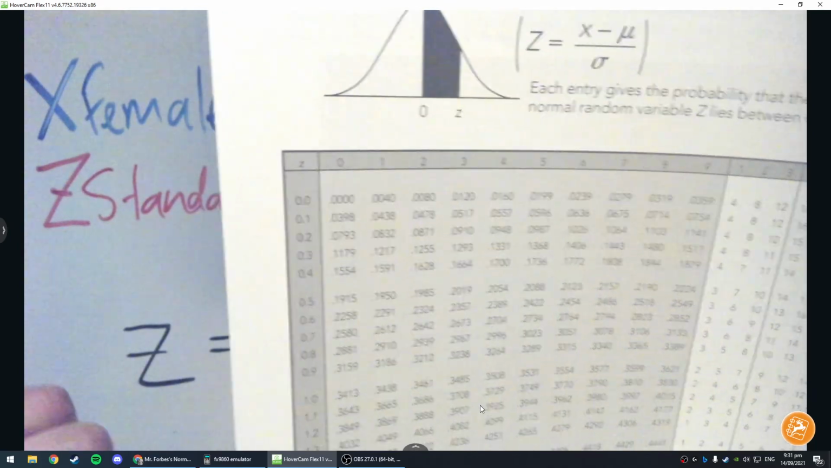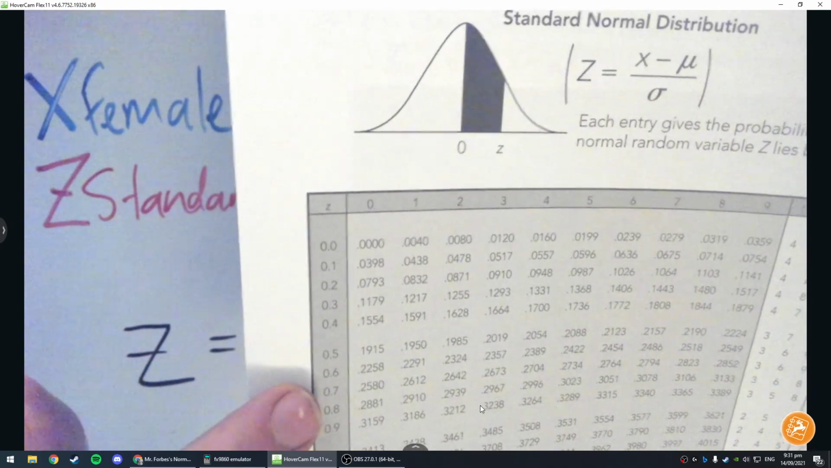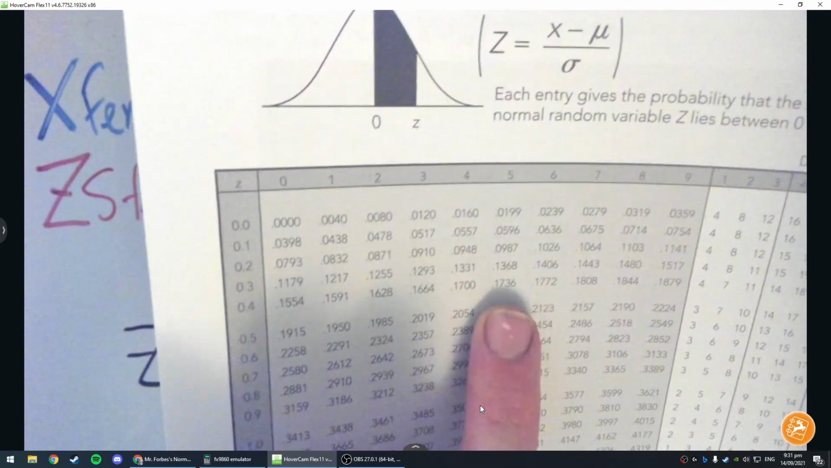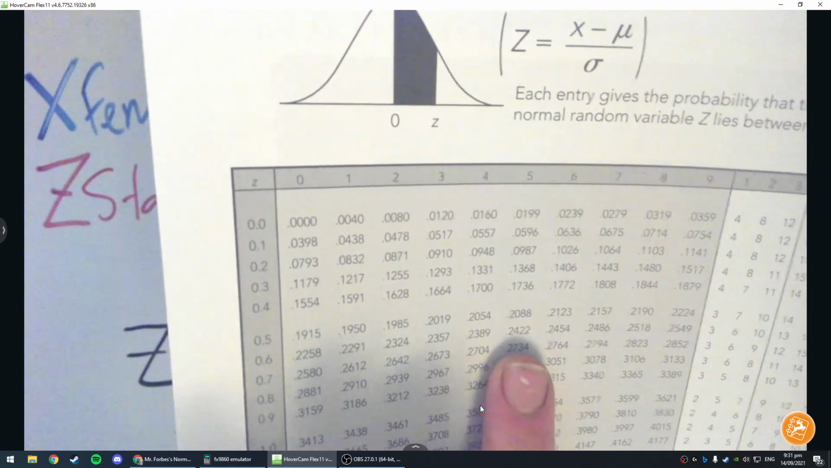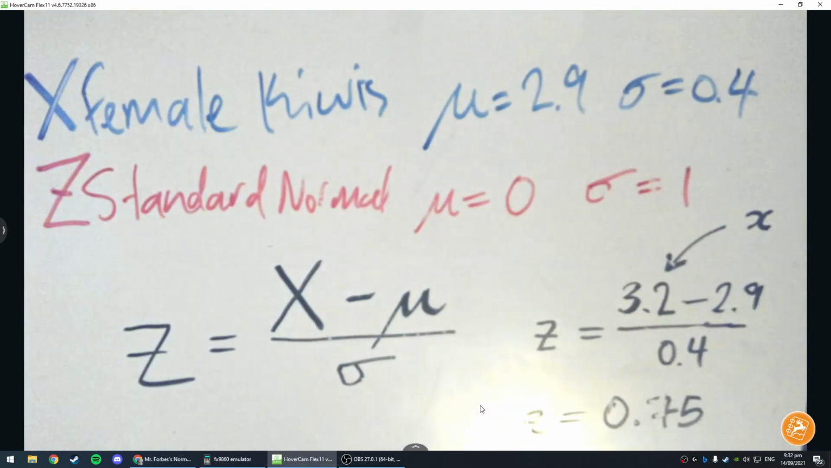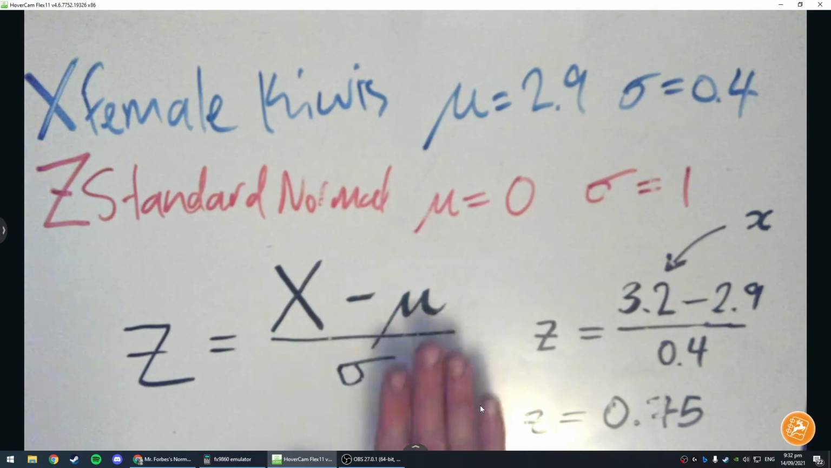Okay, so we've got 0.7 here, and then all we do is we just go across to 5. So 0.75 is going to be right there, 0.2734. Let's remember that.